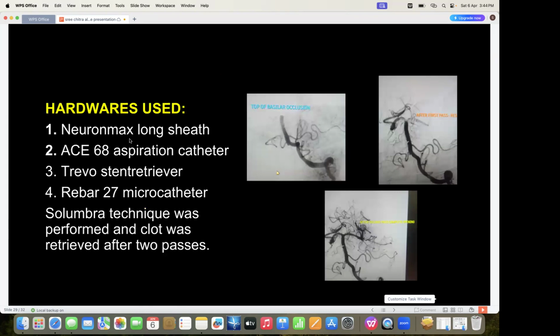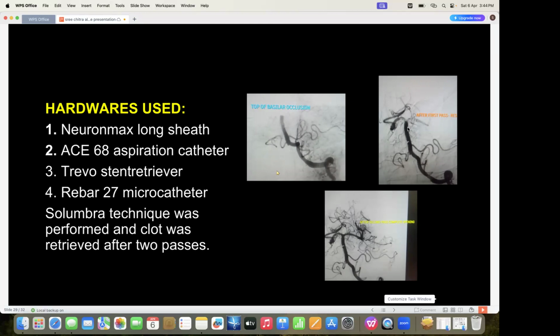Hardware used: a Neuron MAX long sheath was used. Then through that, we used the A68 aspiration catheter, a large bore aspiration catheter, and a Trevo stent retriever over a Rebar 27 microcatheter. Solumbra technique was done basically with both aspiration and the stent retriever. So this was the top of basilar occlusion.